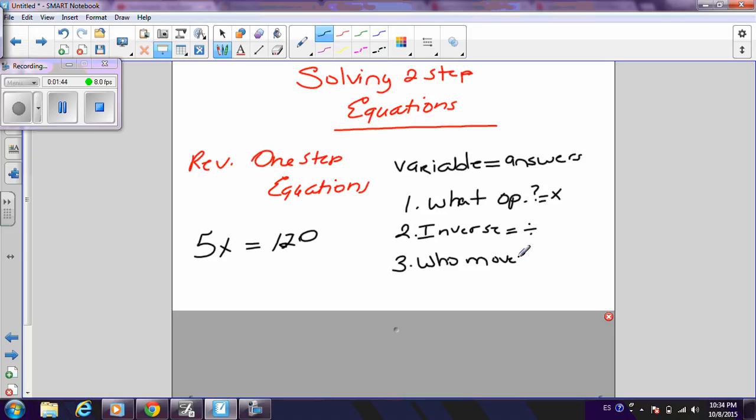And in this case, we're not talking about a person, we're talking about an actual number. So which number is going to move in order to keep all the variables on this side and all the answers on that side? Well, this is a variable, this is a number. He's on the wrong side. Exactly, the 5 needs to move.